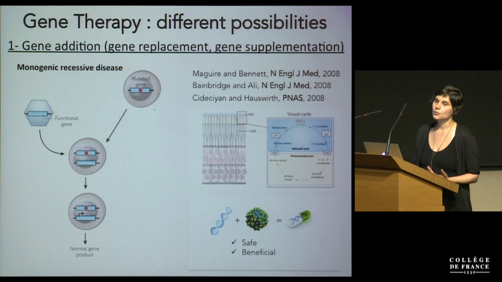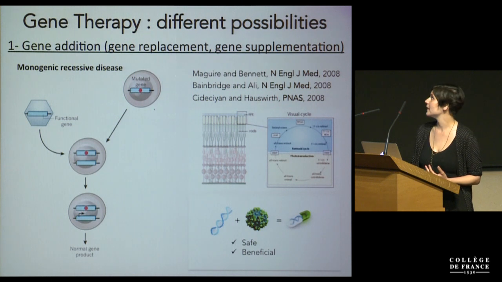So there are different possibilities for gene therapy. The first one, and the most logical, straightforward approach, is what we call gene addition. This is also referred to as gene replacement or gene supplementation. This is a useful approach for monogenic recessive diseases. The idea is to take a healthy copy of a mutated gene and bring it into the affected cell, making a normal gene product and thereby reversing the disease.